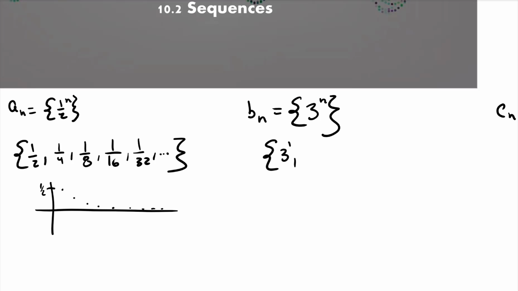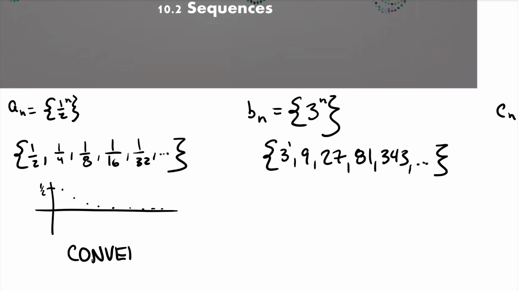3 to the first. 3 squared. 3 cubed. 3 to the fourth. 3 to the fifth. I don't know any of the numbers past that. Does that look like it's going to converge? Like this one back here converged, didn't it? It looked like it converged to 0. Over here, it looks like this diverges. It looks like that number is going to blow up without bound. There's no bound to stop it. Therefore, it diverges.